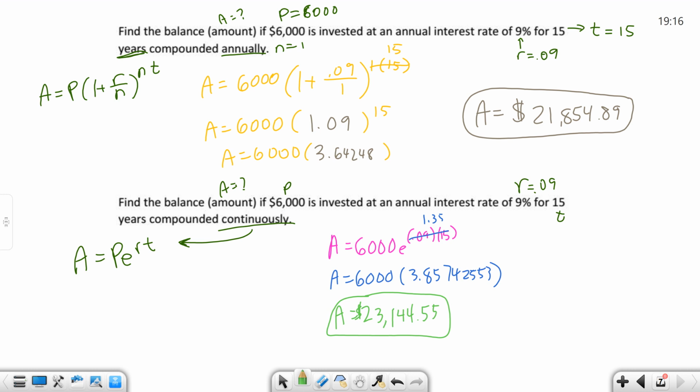So I hope this helps you with compound interest. We did both the formula for continuously and for N times per year.